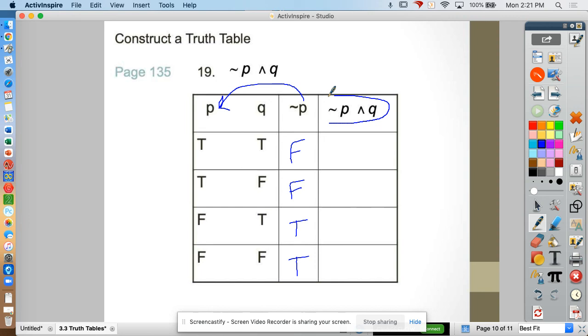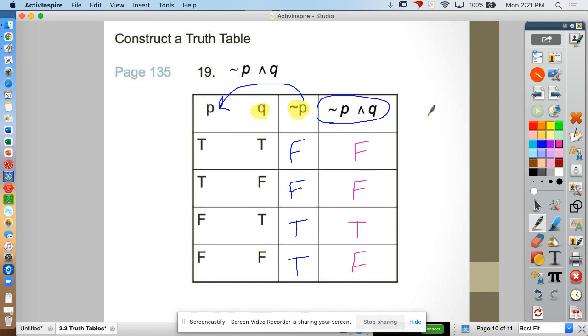Now I'm going to put together negation of P, which is this column, and Q, which is this column. So I don't even have to look at this stuff anymore. I'm only looking here and here. And means that they're both true at the same time. True, true? No. True, true? No. True, true? Yes. So that one's true. Keep going. True, true? No. So I found one that is going to be true, and the rest of them will be false. And that's how I fill in the table.